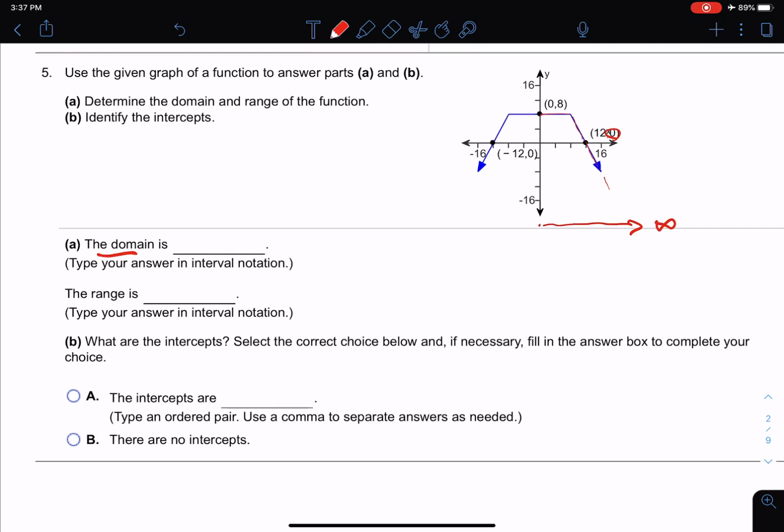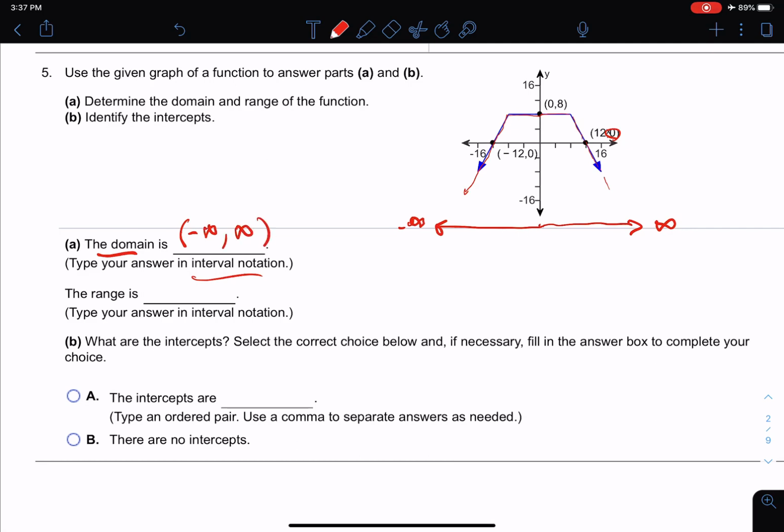Positive infinity. And likewise, you can see we're going to the left, and then we're going down to the left, but it's still going to the left forever. That arrow says forever. And so we're going to the left forever. So really, the domain is all reals, and it says write it in interval notation. So you're just going to write it as negative infinity to positive infinity, and that is it.